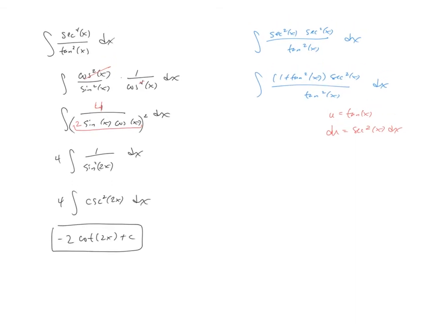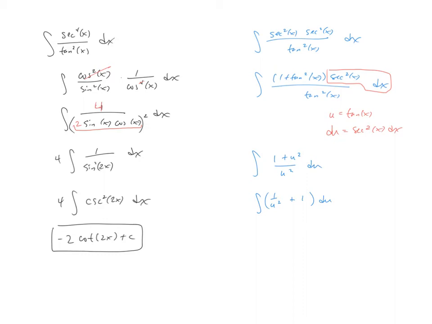So you might now be able to start seeing why leaving things in terms of tangent was okay, as long as I had this additional secant squared off to the side. So now the integral will be the integral of 1 plus u squared over u squared du. And now we can treat it as a Calc 1 integral. I'll go ahead and split that up into 1 over u squared plus 1.